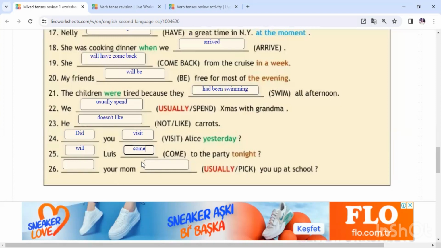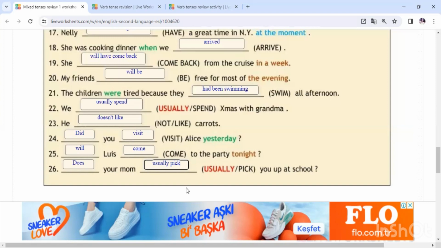Does your mom usually pick you up at school? Can I use "does" here, teacher? Yeah, of course. Present simple tense: Does your mom usually pick you up at school? Yeah, translate it please. Seni genellikle okuldan annem mi alır?